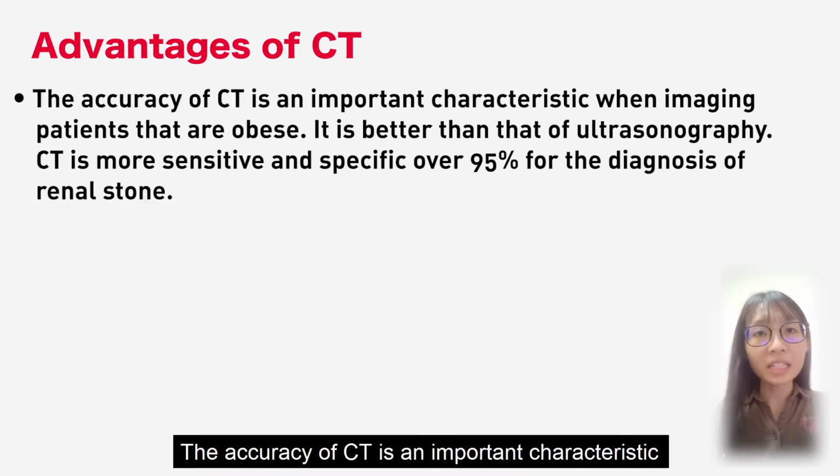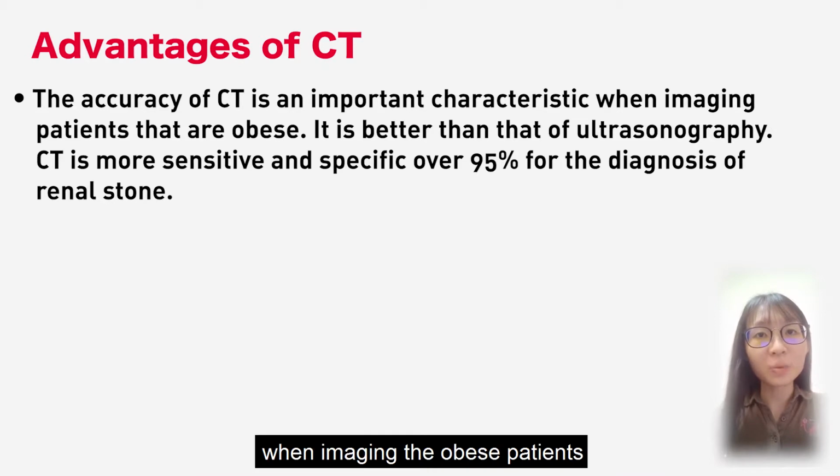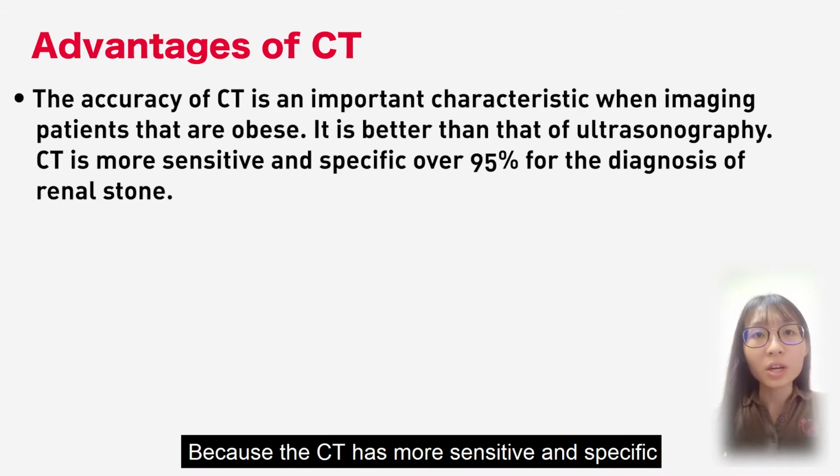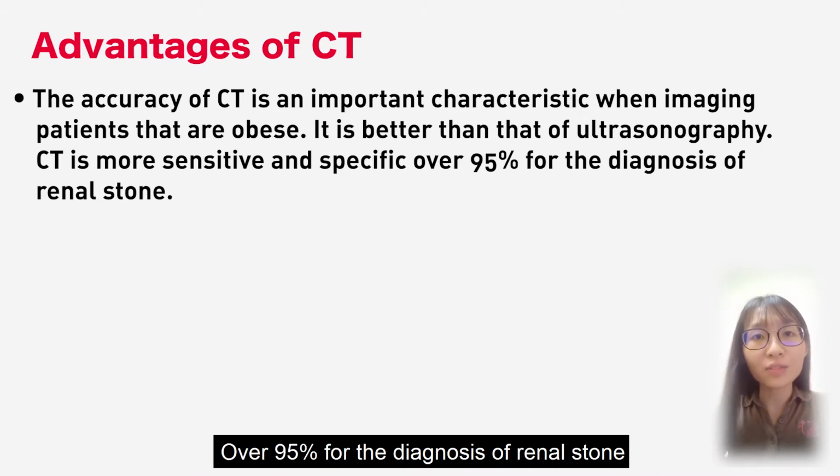Accuracy of CT is an important characteristic when imaging obese patients. The accuracy of CT is generally better than ultrasonography, because CT is more sensitive and specific, over 95%, in the diagnosis of renal stones.